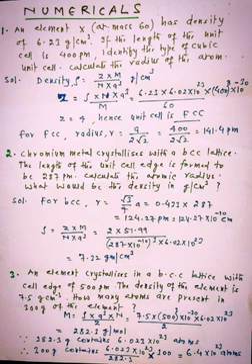Now we know that for FCC, radius is equal to a, the side length, upon 2 root 2. This we have calculated earlier. So put the value of side length 400, and 400 upon 2 root 2 becomes 141.4 picometer.